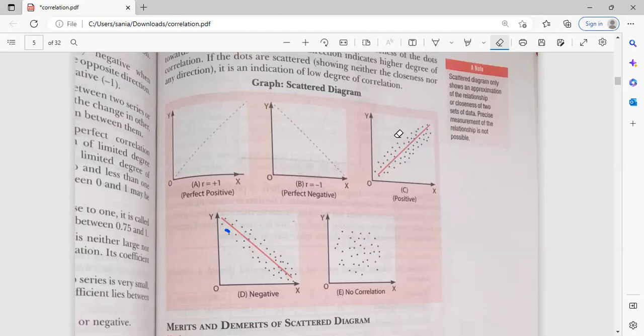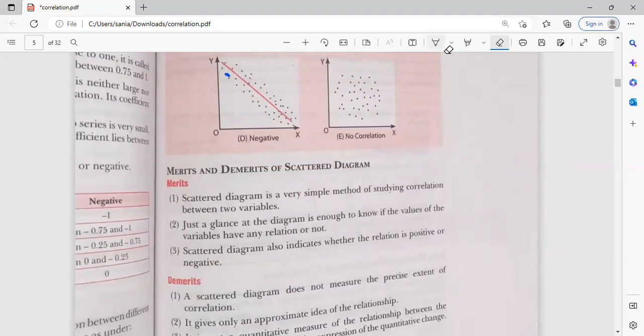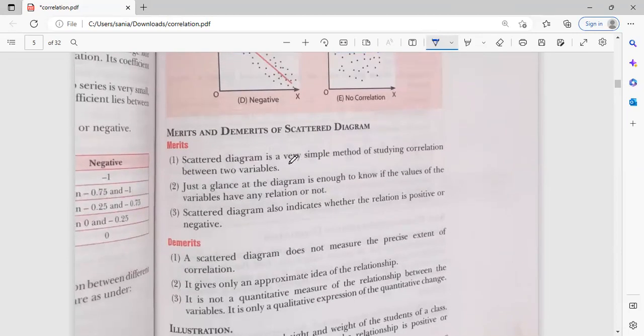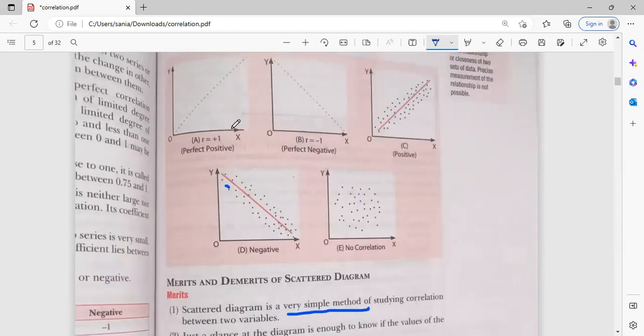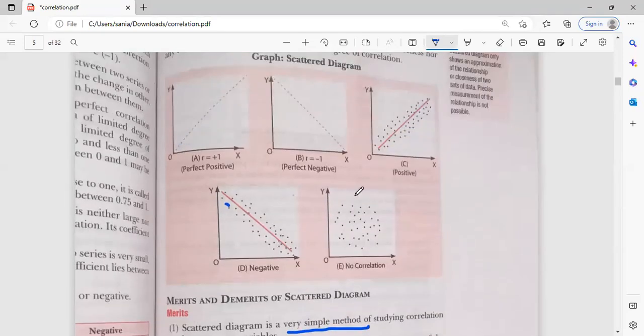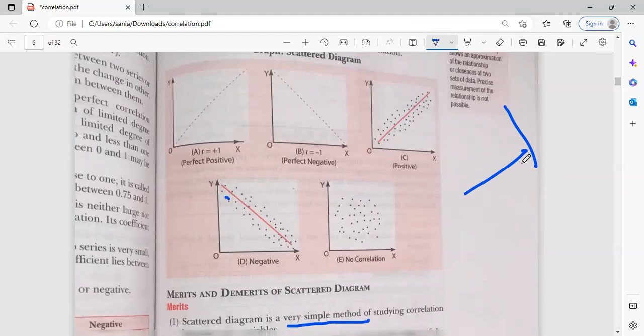Yes, ma'am. Okay. Now coming to this, sometimes they ask you the merits and demerits as well, so we will quickly write it down. First of all, the scatter diagram is a very simple method. Second, just a glance at a diagram is enough to know whether the variables have any relation or not. Just by looking, you can tell the relation, and it indicates whether the relation is positive or negative. If it is going upward, positive; if it's coming downward, then negative, right?